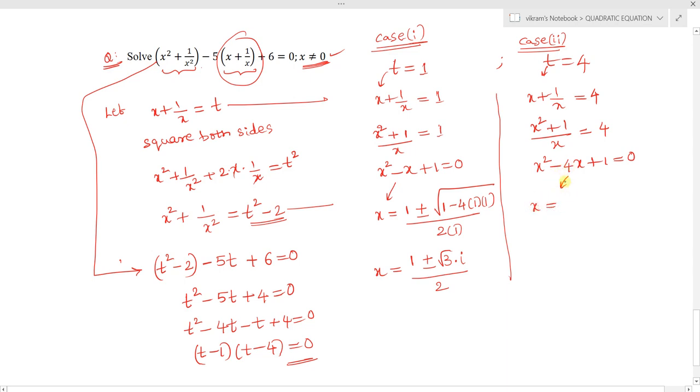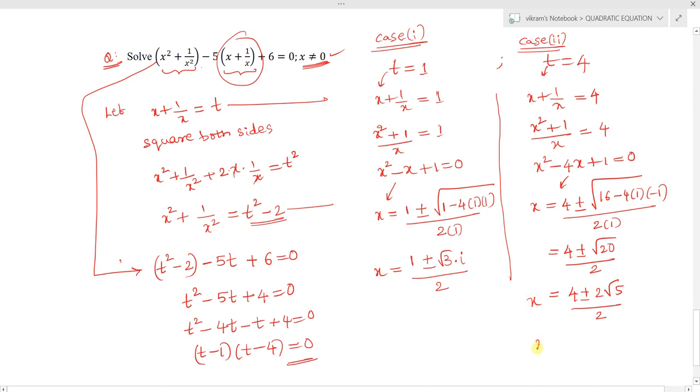Minus b, here b is minus 4, so minus b is plus 4, square root of b square, which is 16, minus 4ac, by 2a, where a is 1. Then we obtain 4 plus or minus square root 20 by 2. Square root 20 can be written as square root 4 into square root 5, so we get 4 plus or minus 2 root 5 by 2. Taking 2 common, we obtain x is equal to 2 plus or minus root 5.